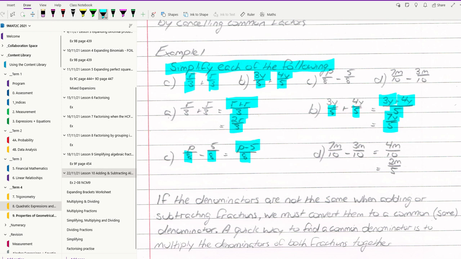And our last one, 7m on 10 minus 3m on 10. Put them over our common denominator of 10. We have 7m minus 3m, which is 4m. Once we get to that, we realise that 2 will go into both 4 and 10, so we can put a factor of 2 in those, and we end up with 2m on 5.